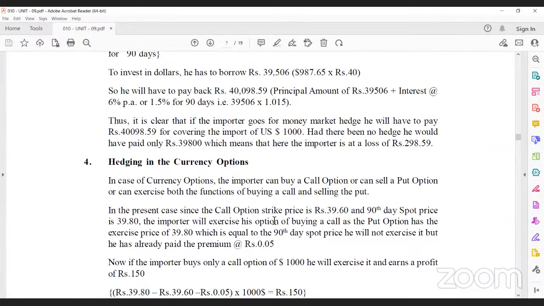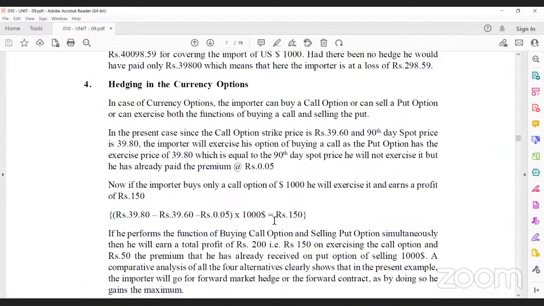Next, we have currency options. In case of currency options, call and put options are exercised, both buying and selling. Okay, buying is a call and selling is a put. Call option strike is given at 39.60 rupees and 98th day spot price is 39.80. The importer here will exercise his option of buying, and for put, selling, the exercise price here is 39.80, which is equal to the 98th day spot price. He will not exercise, but pay a premium of rupees 0.05.